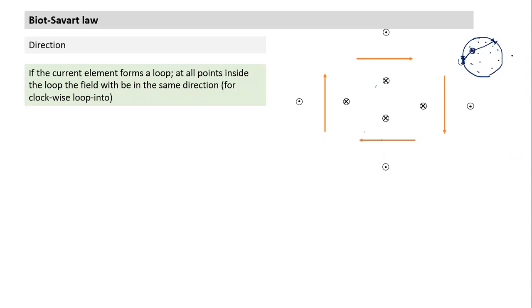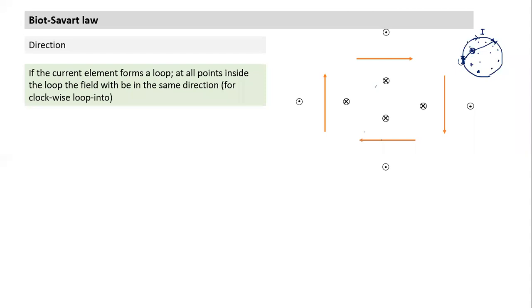So any point on the plane containing a loop, if I take a circular loop, any point inside the circle, what is the direction of field? Perpendicular to the plane of the circle. Any point on the plane of the circular loop, if I take a point, what will be the direction of field? If this is the direction of current, what will be the direction of field? Anywhere inside the circular loop.